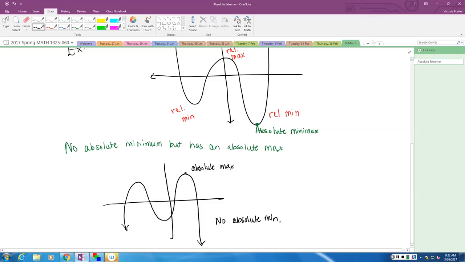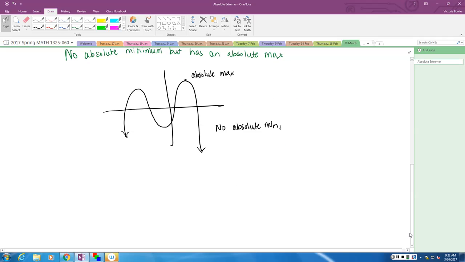Is that clear? Okay. So you could be asked, please provide an example, draw it, or I would just give you a graph and you would describe these types of things. Either way, I would expect you to be able to do that.